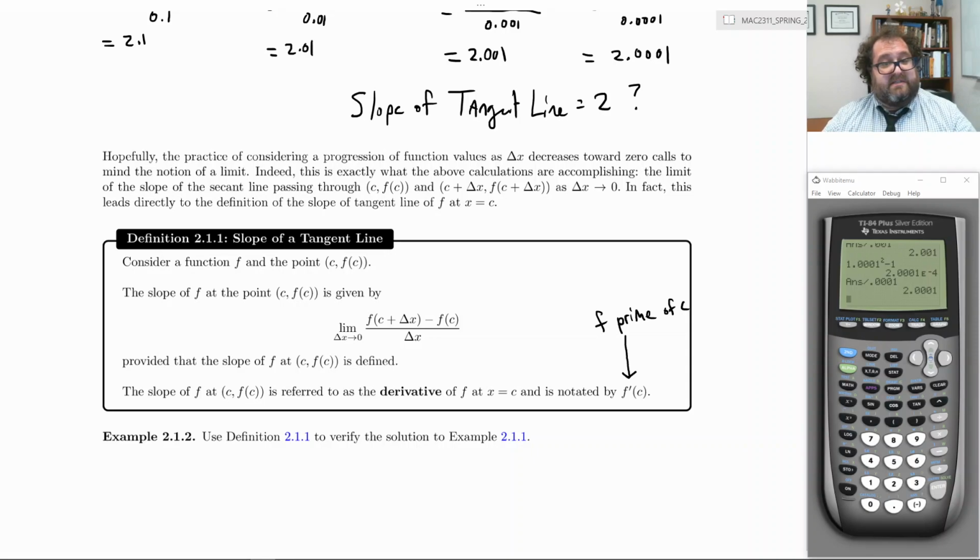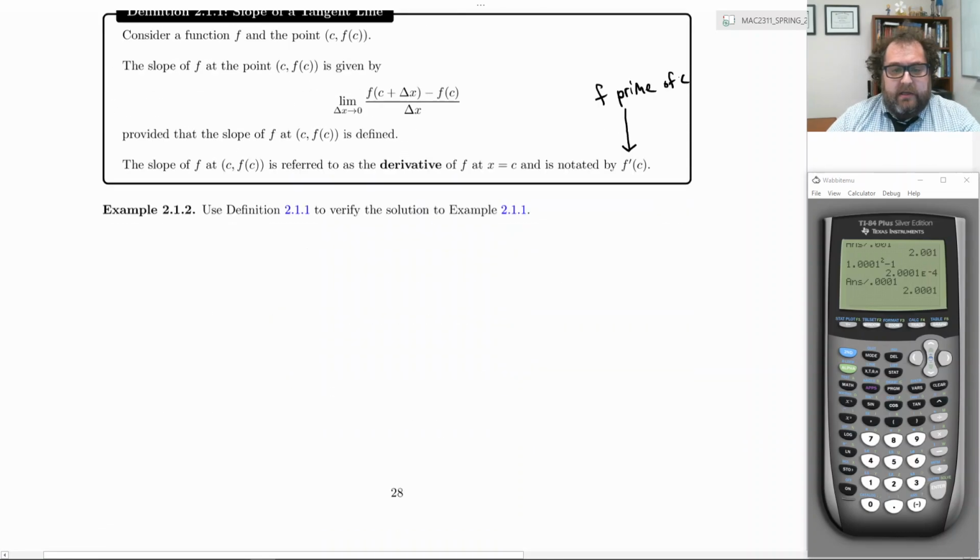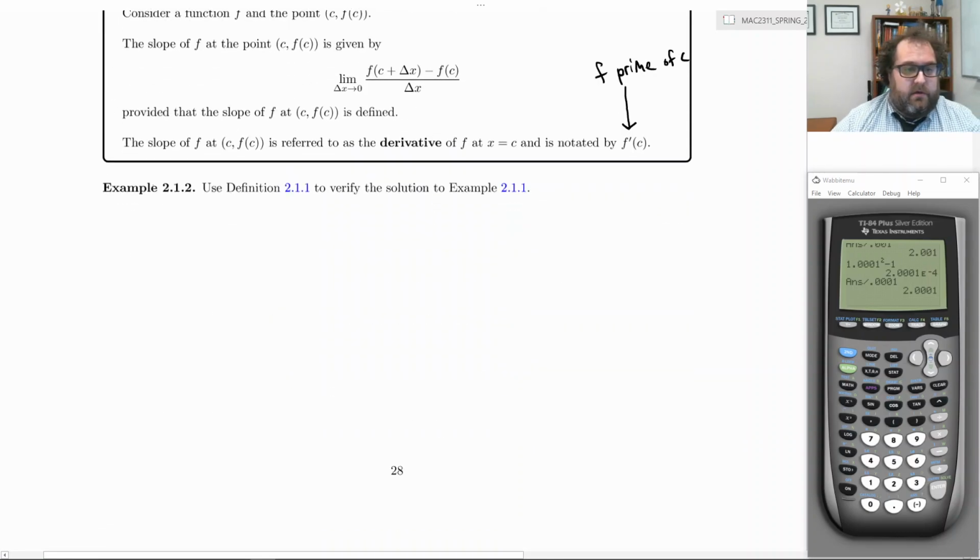So let's use this definition and the function from the previous example to see if our hypothesis was correct. I put a question mark here. Let's verify if we can erase that question mark or not. Is the slope of the tangent line 2? Let's evaluate this limit and we can figure it out. So let's see what we can come up with here.